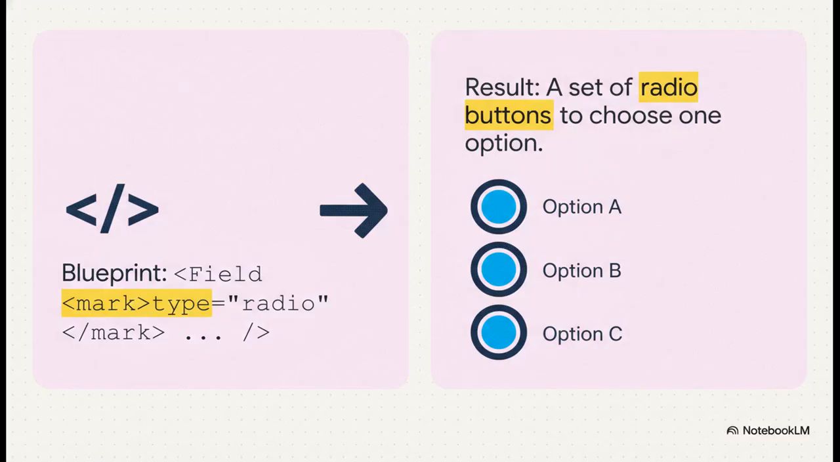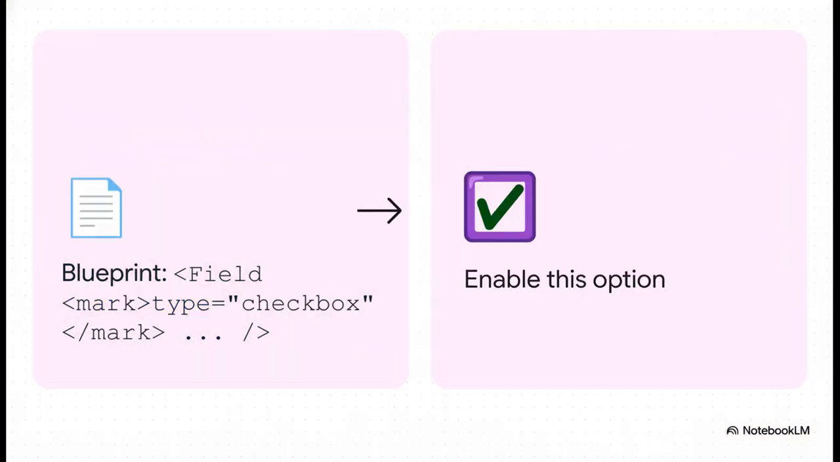What if you need the user to choose one option from a list? No problem. Set the type to radio, give it the options, and our blueprint instantly generates a whole set of radio buttons for you. And of course, for a simple yes or no option, setting the type to checkbox gives us, you guessed it, a checkbox. What's so cool about this is the efficiency. We're not writing any logic for this stuff. We're just declaring what we want.